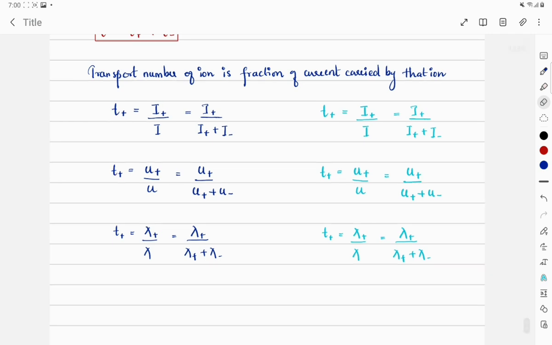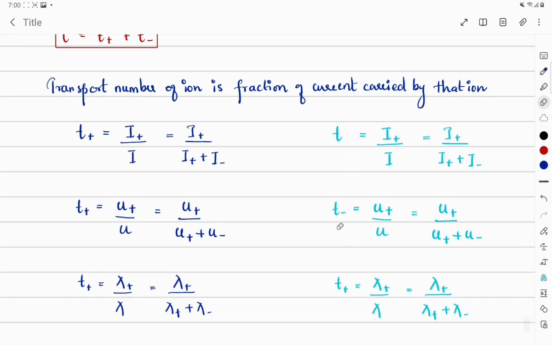So the changes we have to make: T plus will change to T minus, and I plus will change to I minus. Similarly U plus and U minus also. So T minus is equal to I minus by I, which is again I minus by I plus plus I minus. Similarly T minus is U minus by U, that will be U minus by U plus plus U minus. Again T minus can also be equal to lambda minus by lambda, which is lambda minus by lambda plus plus lambda minus. So this is how we will be writing the transport number for anions, and on the left side we have that for cations.